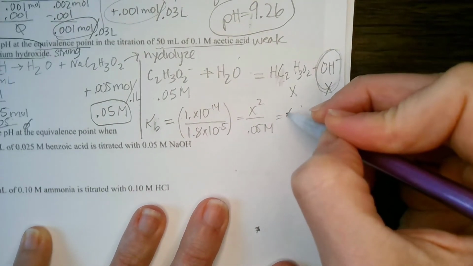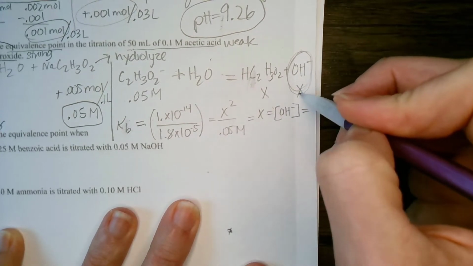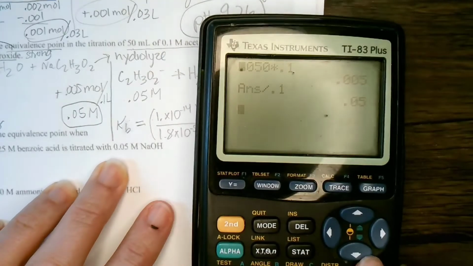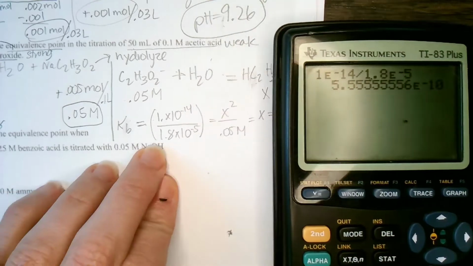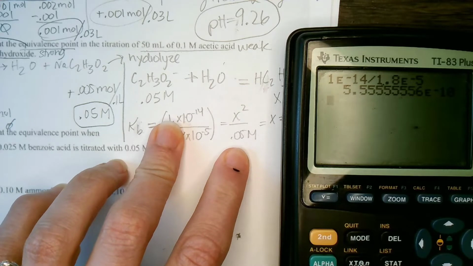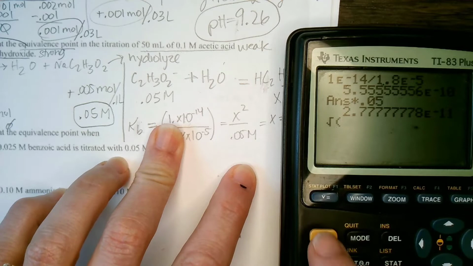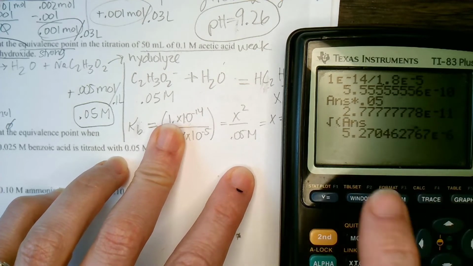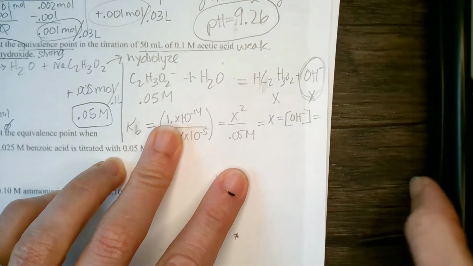And let's see what we get for x. x is my hydroxide concentration, right? So we're going to do 1 times 10 to the negative 14th divided by 1.8 times 10 to the negative 5. That gives me my Kb. Then multiply by 0.05, and take the square root of our answer to get a hydroxide ion concentration of 5.27 times 10 to the negative 6.